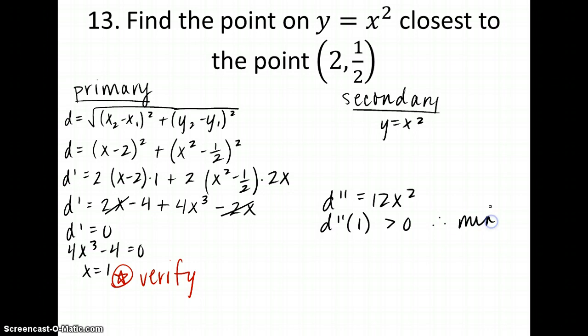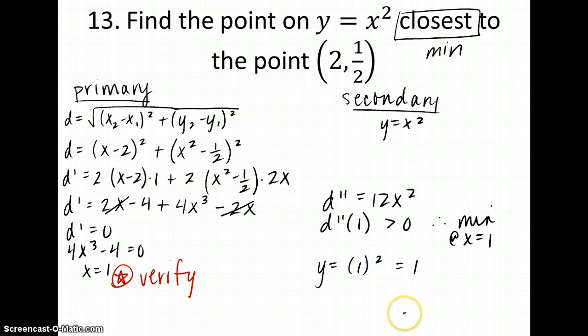Therefore, a minimum occurs at x is equal to 1. And we're looking for the closest distance, so we're looking to minimize. Now that we find x is equal to 1, go back into the secondary, replace the value we found. So to answer the question, find the point on the function: (1, 1) is the point on the graph of y is equal to x squared that would be closest to the point (2, 1/2).